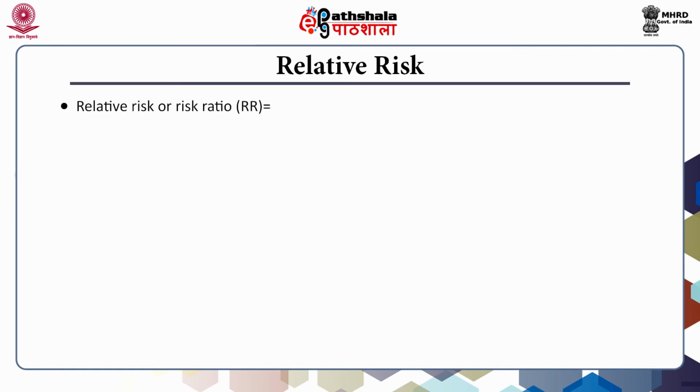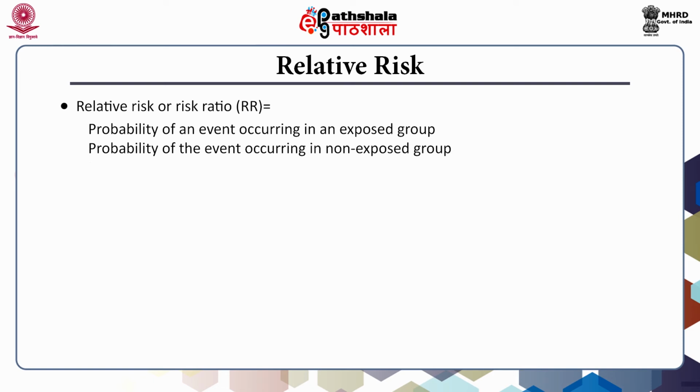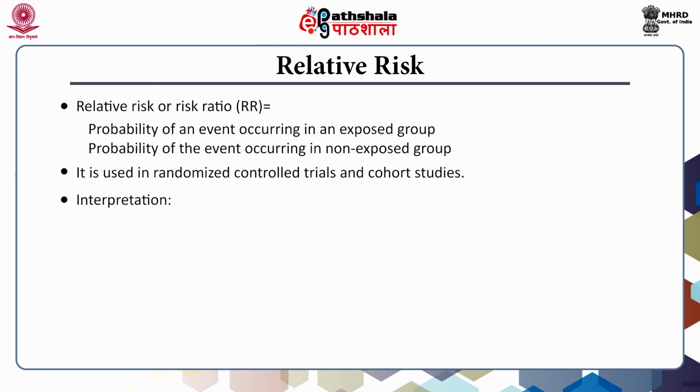Relative risk or risk ratio. This is given by the ratio of probability of an event occurring in an exposed group to the probability of the event occurring in a non-exposed group. It is used in randomized controlled trials and cohort studies. The interpretation of the values in relative risk are given below.